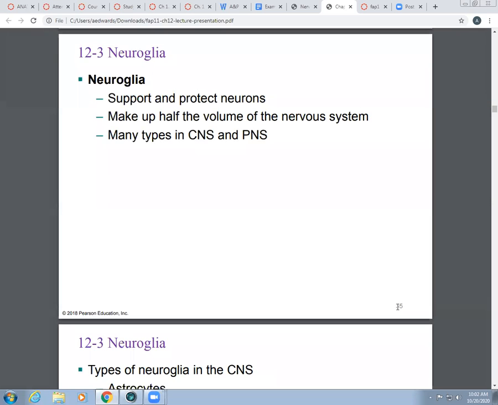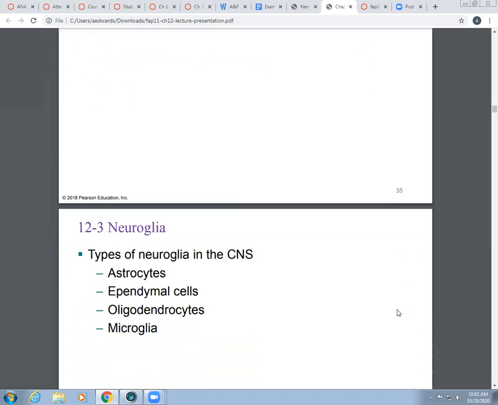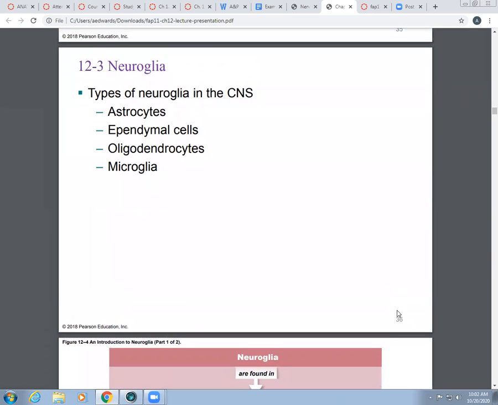Okay, with the neuroglia, remember these are our supporting cells. They support and protect the neurons. Over half of your volume in the nervous system is made up of neuroglia. And there's many different types of neuroglia. All right, and they exist in both the central nervous system and the peripheral nervous system. All right, so in the central nervous system, you've got astrocytes, you have ependymal cells, you have oligodendrocytes, and microglia.